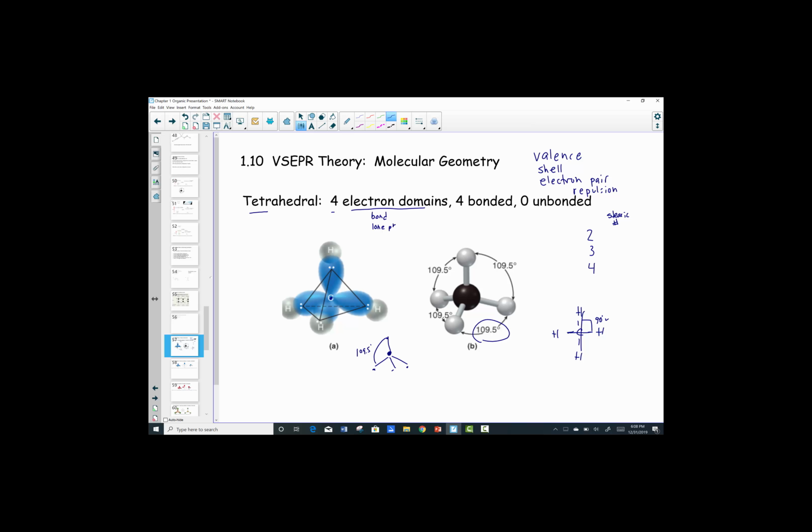So a tetrahedral molecular geometry is where we have 4 electron domains, all 4 of them bonded to another atom. Carbon tetrachloride would be another example, CCl4, where the central atom has 4 electron domains in which all 4 are bonded, 0 are unbonded. 4, 4, 0 is how you would read your VSEPR chart, finding it as tetrahedral in shape.